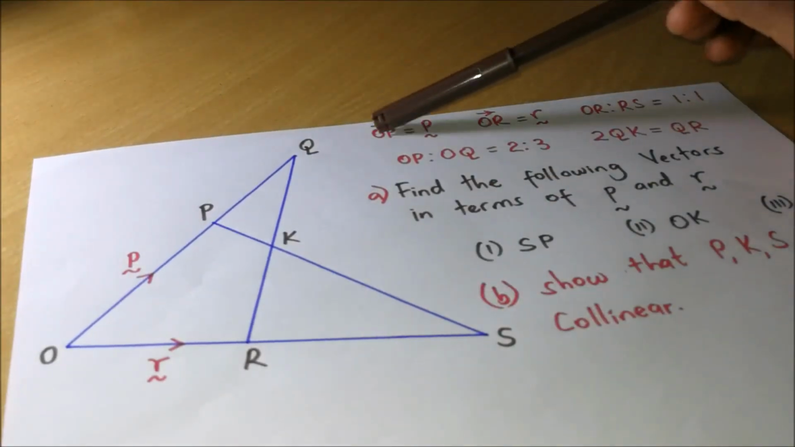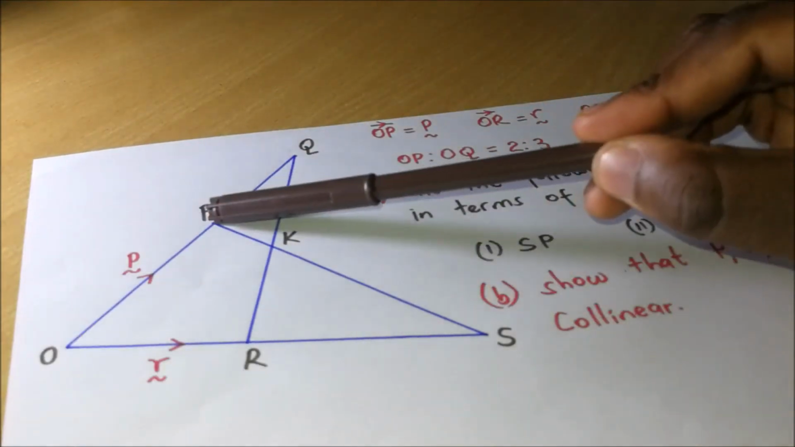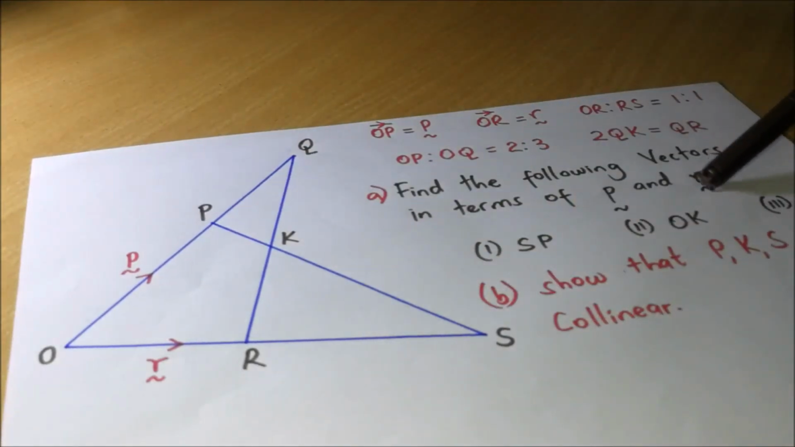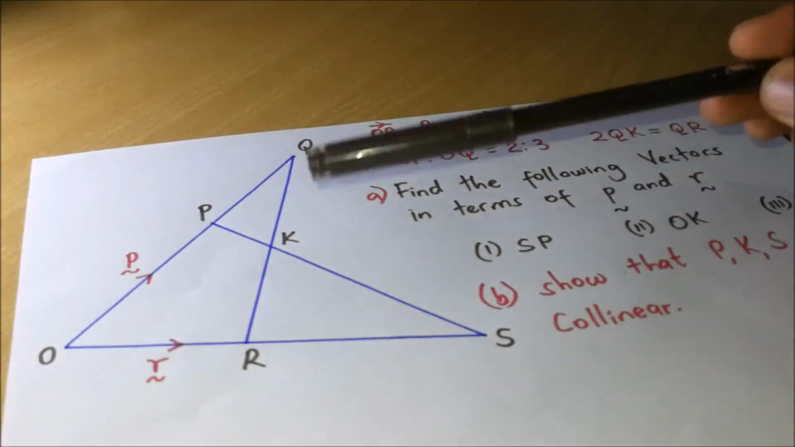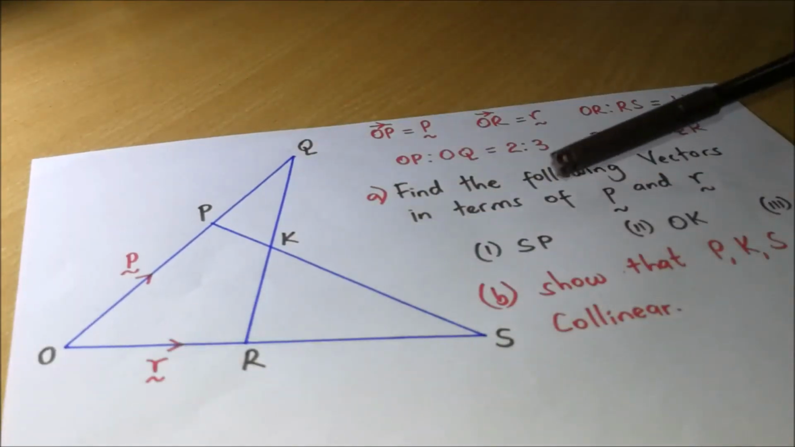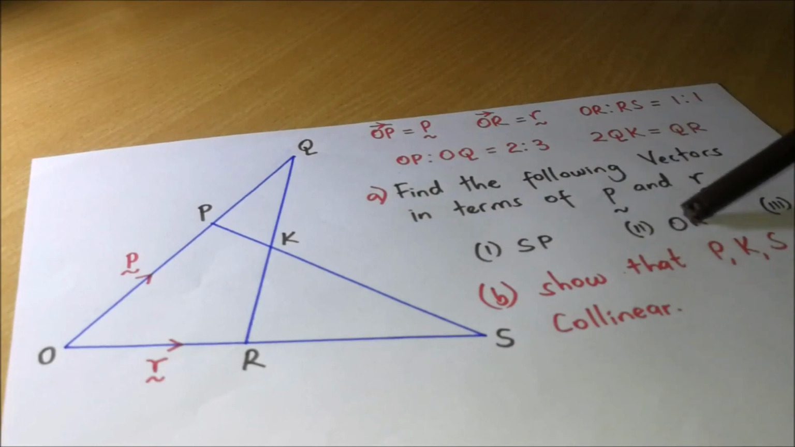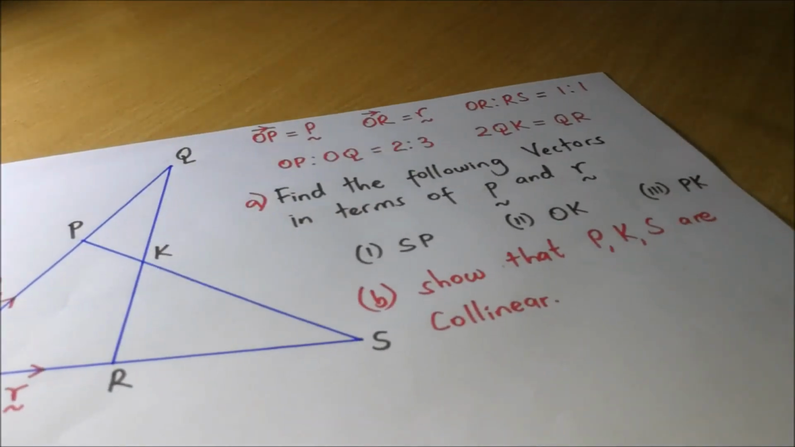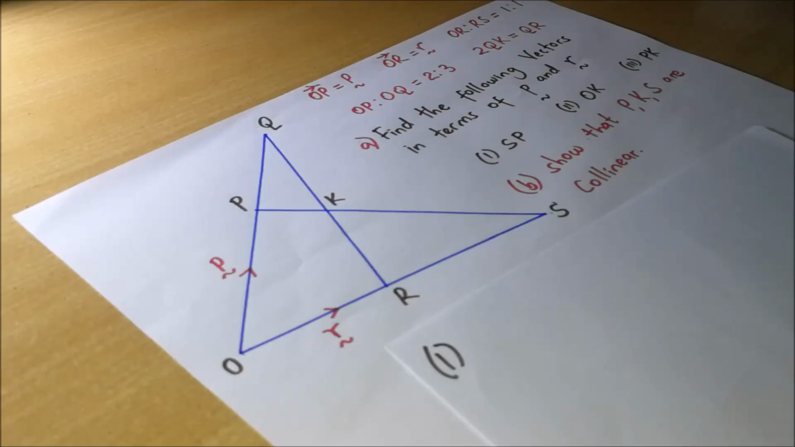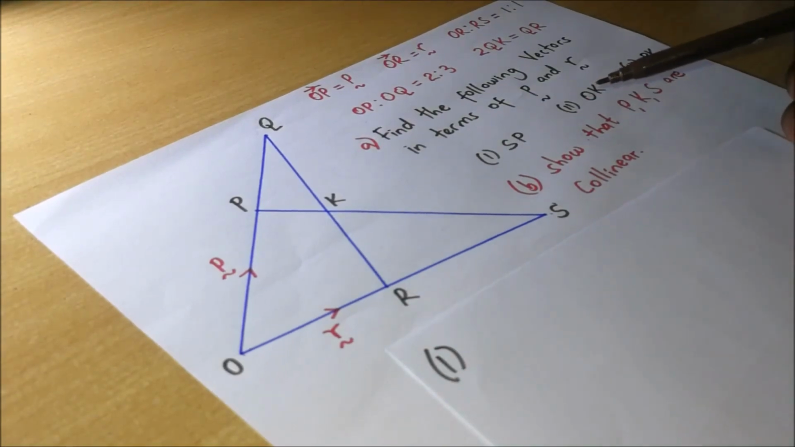Vector P is OP, which is from here to there. Then we have vector R, which is OR. If you look here, OR is right there. So we are supposed to find SP, PK, then show that PK is collinear with R. It's pretty easy and quite straightforward. So we'll get started with the workings, and straight away start answering this question.